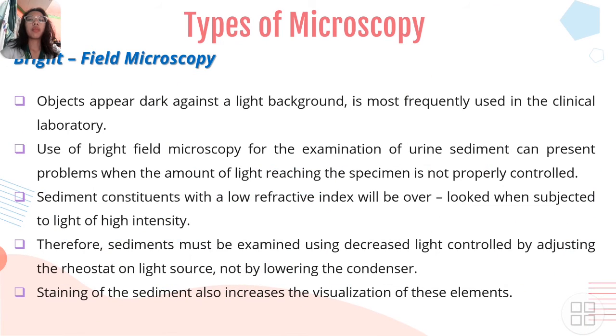The different types of microscopy. Bright field microscopy. Objects appear dark against a light background. It is most frequently used in the clinical laboratory. Use of bright field microscopy for the examination of urine sediment can present problems when the amount of light reaching the specimen is not properly controlled.